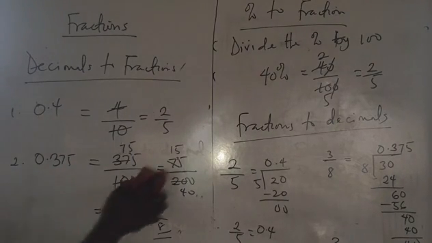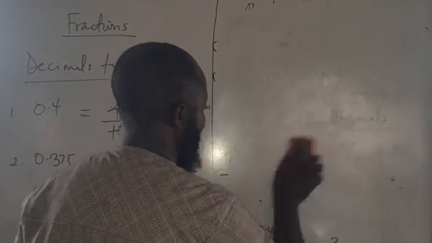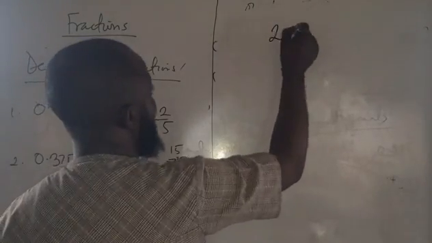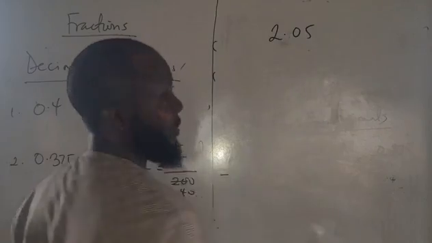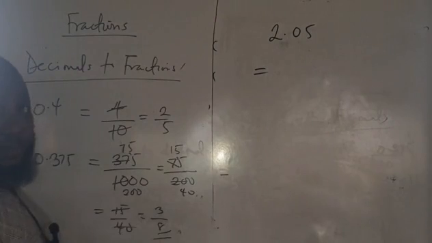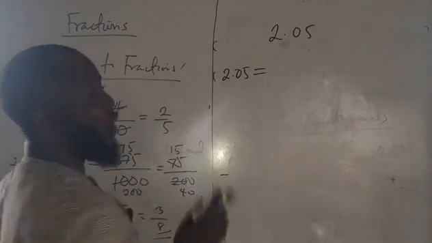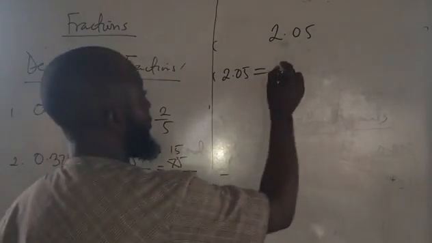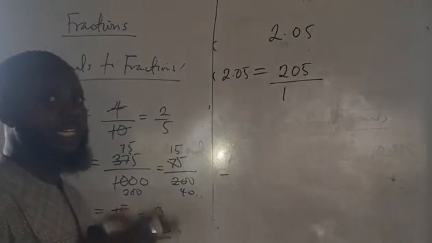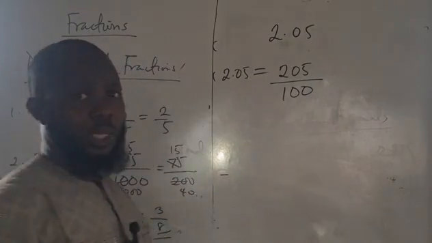But if you have something like 2.05, you want to change this one to a fraction. What you are expected to do is to ignore the decimal point. So you write 205 divided by 1. Now, how many digits do you have after the decimal point? 1, 2. Now we have 2 zeros. I believe I'm making sense.